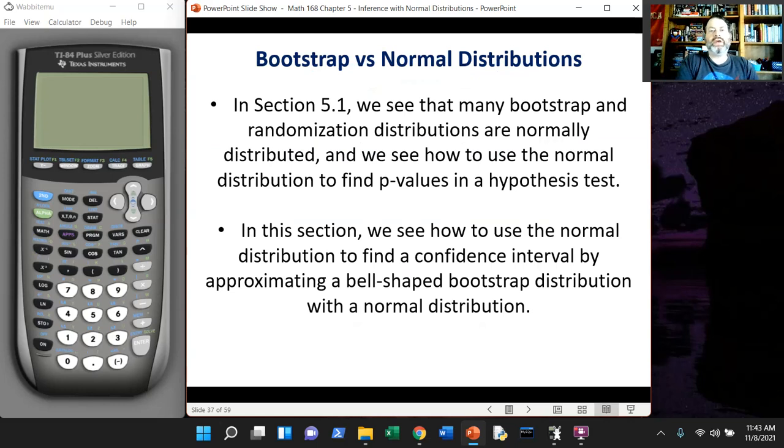So it's the same theoretical background as what we had in the previous section. And what we saw last section was that the randomization distributions and bootstrap distributions are normally distributed. And then we use the normal distribution to find p-values. So what we're going to do is the exact same thing, except we're going to focus only on the bootstrap distributions. And we're going to see that most of the stuff you saw in chapter 3 when you did bootstrapping was in fact bell-shaped, and we can replace bell-shaped distributions with a normal distribution.